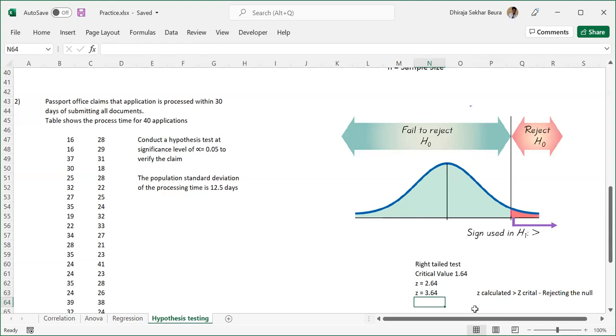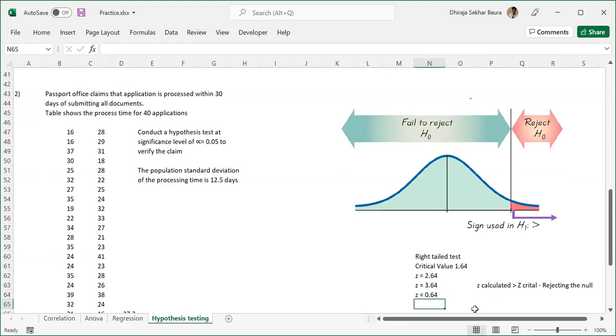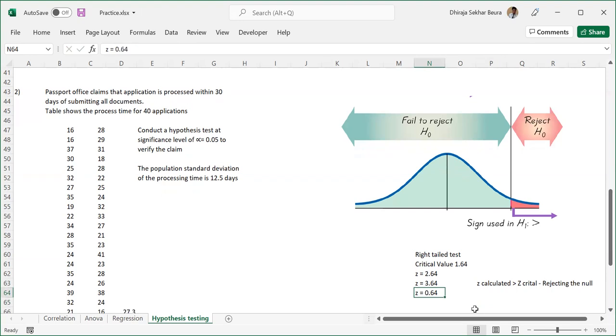Let's take the exactly opposite example. Suppose Z is equal to 0.64. What will happen? Green side or red side? When it's lesser than the critical value, it falls on the green side. Perfect. Then in that case, we will fail to reject the null hypothesis.